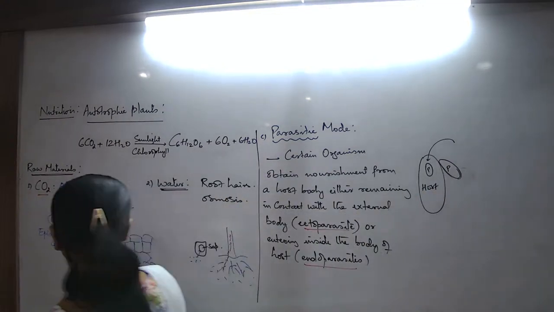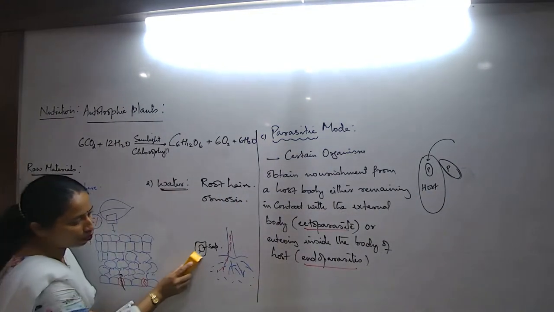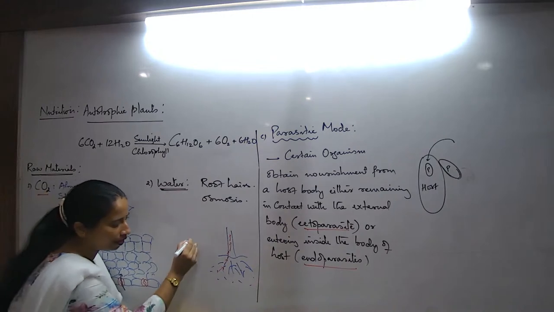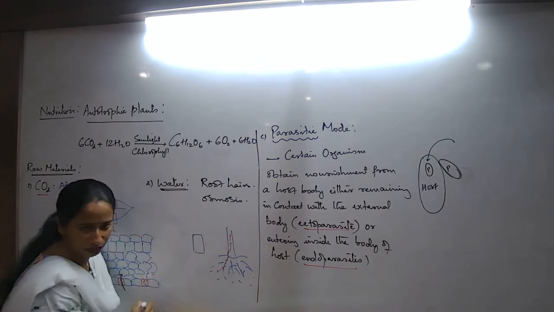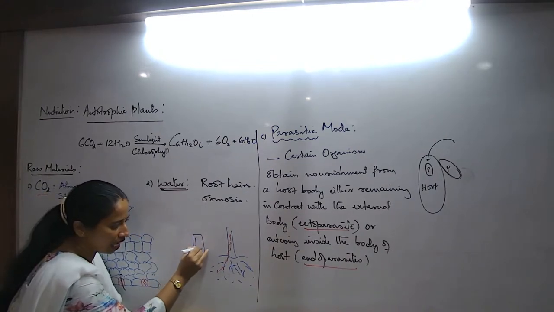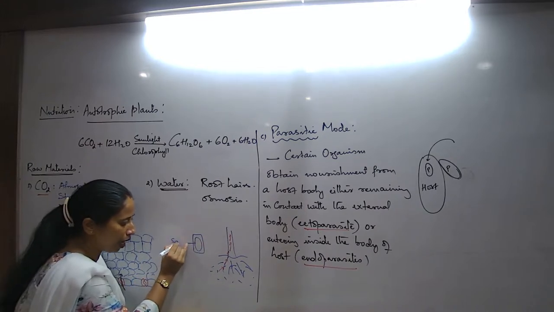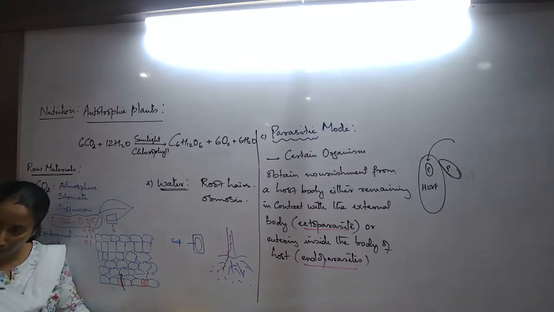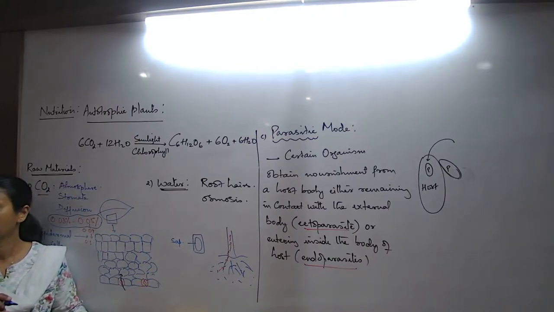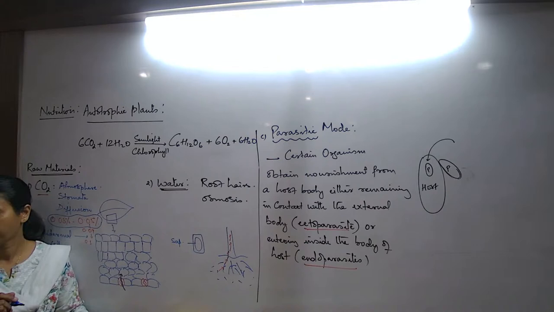Just try to understand what I told you: this is a particular plant cell. It has got a sap. This is a vacuole. This vacuole has sap. I am saying the sap is hypertonic. Meaning higher. No, the sap is inside the vacuole. What is sap?